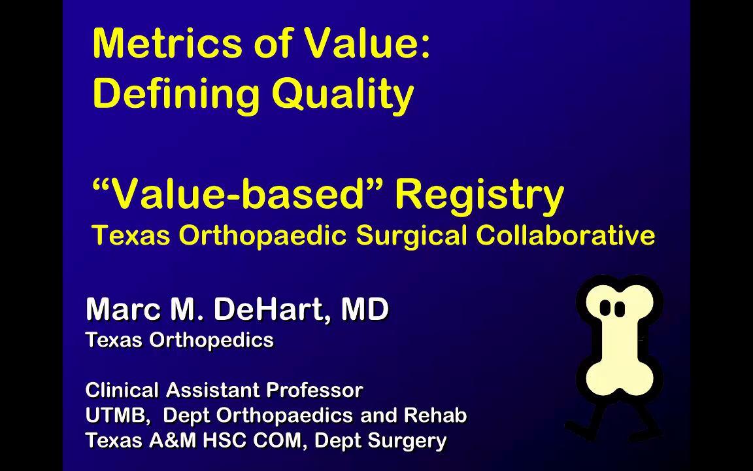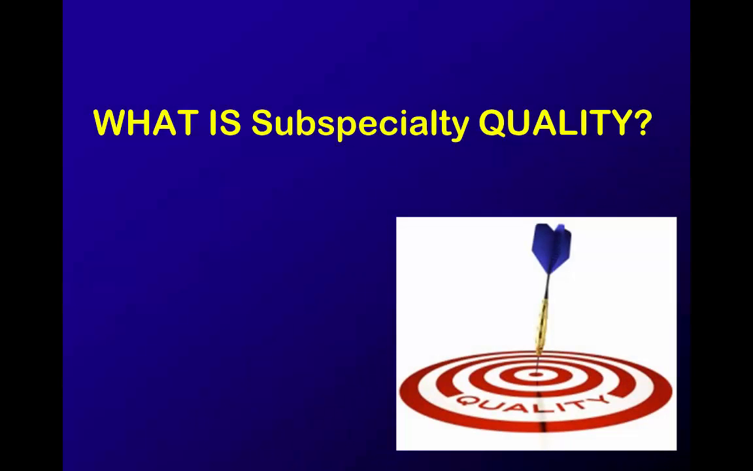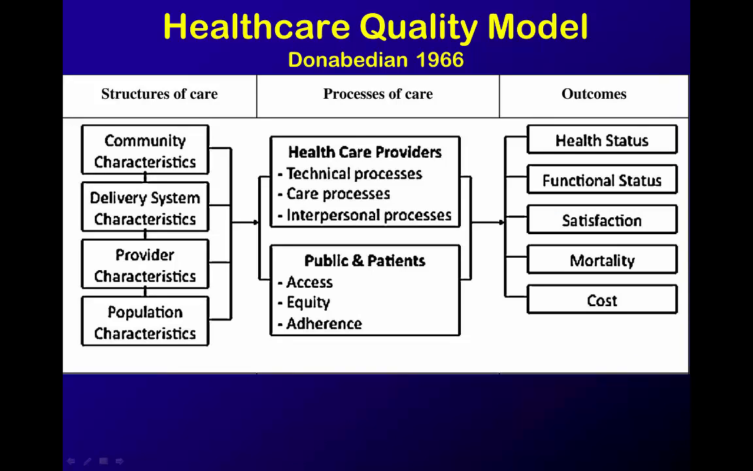The next topic is the metrics of value, defining quality. So what exactly is subspecialty quality and how do we measure it? Since the 1960s, the Donabedian healthcare quality model has been used to assess healthcare systems. It involves the structures of care.